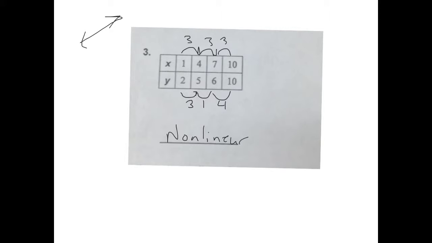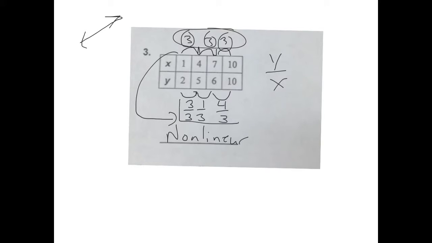If your numbers are different at the top and bottom, then we talked about in class how you have to do y over x. So we would do 3 over 3, 1 over 3, and 4 over 3. We take all these numbers and we put them underneath as denominators. If those fractions are equal, then that's constant also, and so that would be linear. But in this case, 3 over 3 is 1, 1 over 3 is not, and 4 over 3 is not. So this is non-linear no matter how you look at it.